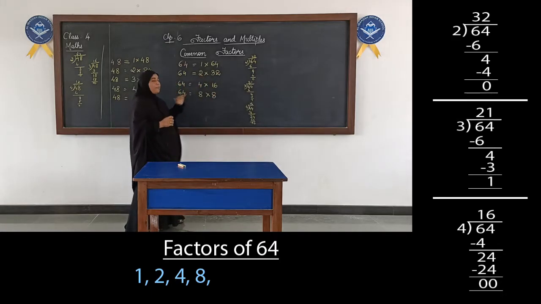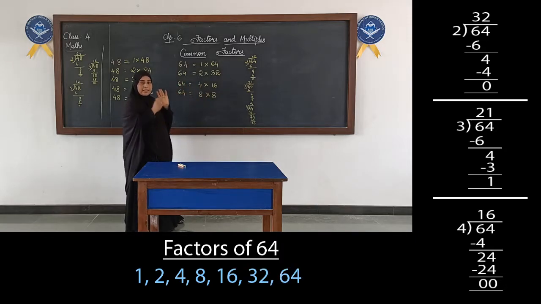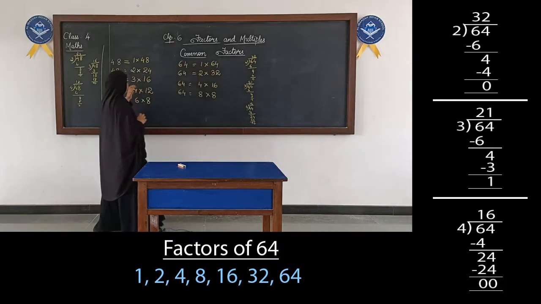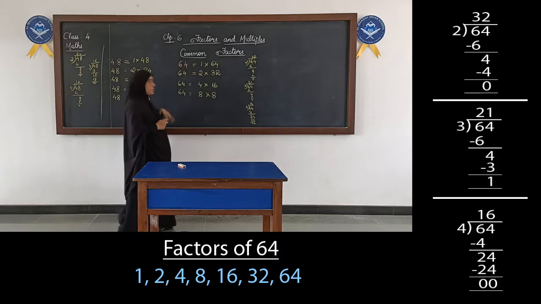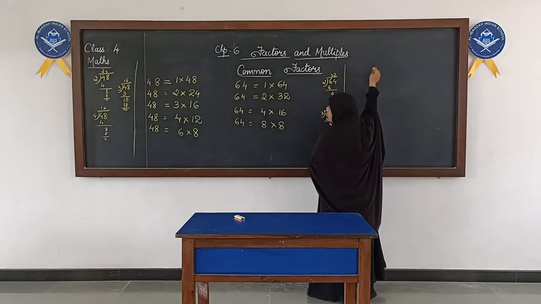Now here we have to stop. I told you, when the factors start repeating, we stop our search over there. That is an indication that we have found all the factors of that number. So these are the factors of 64. Now we will list both the factors, factors of 48 and factors of 64.